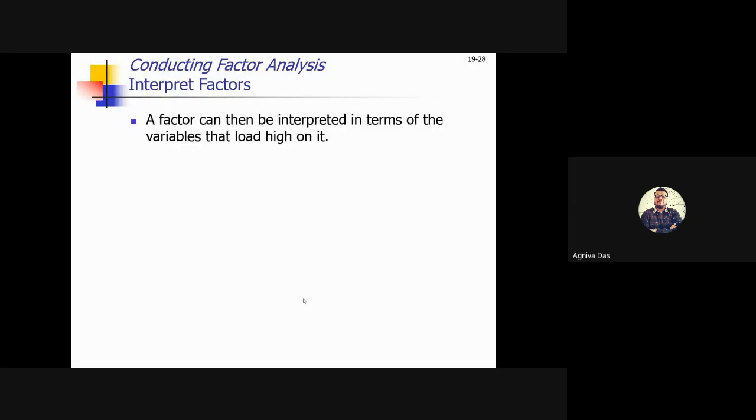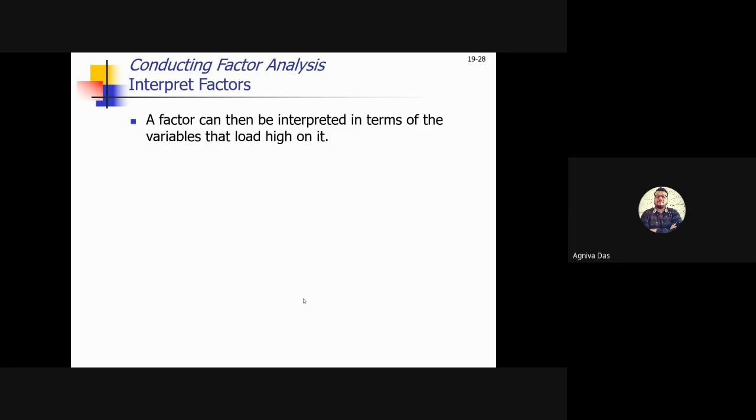Now, how to interpret these factors? It can be interpreted in terms of variables that have high loadings. As I told you previously, in this example, variables 1, 3, 5 have very high loadings in factor 1, and V2, 4, and 6 have high loadings in factor 2.